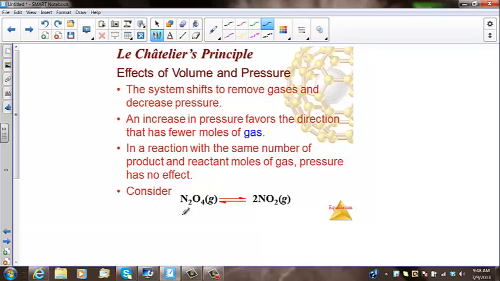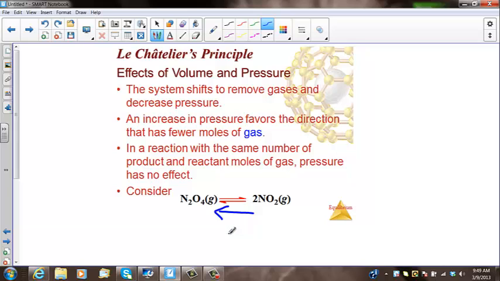Let's look at another example. We have N2O4 gas, and that is changed into 2NO2 gas. Decomposition reaction goes both ways. So the system shifts to remove gases and decrease pressure. If I increase the pressure, it's going to favor the side that has the least number of moles of gas. So it's going to shift to the left. And as I said, in a reaction that has the same number of moles of gas, pressure will have no effect. So this is 2 versus 1.